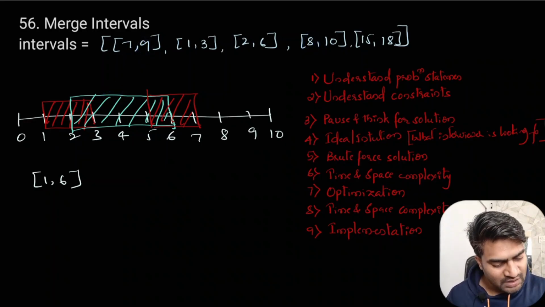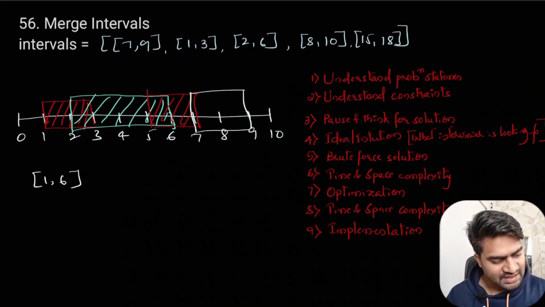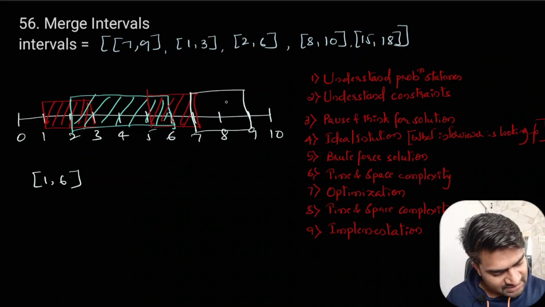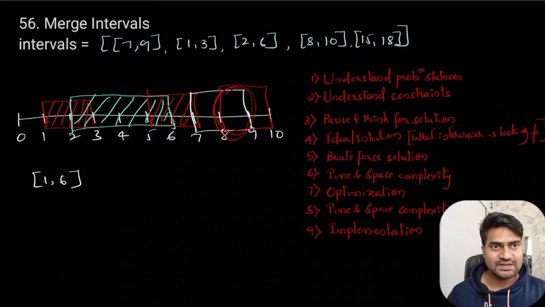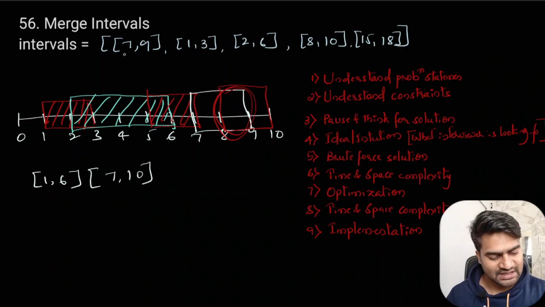I will try to draw that again on this diagram. 7 9 will be something like this, and the other will be 8 10, something like this. So again there is going to be some overlap. I will take those two and merge them, and I will say it is going to be 7 comma 10. I will take the minimum start and the maximum end. That will give me the merged interval.